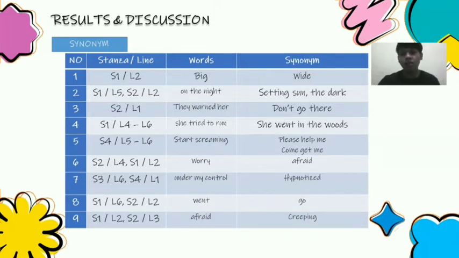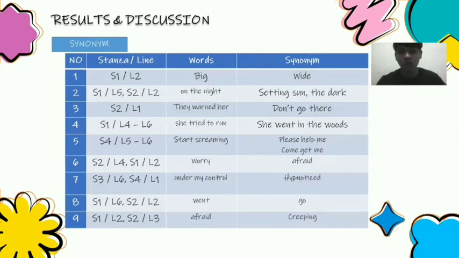I find it similar with the word white in stanza 1 and line 2. They are in the similar line and stanza. And okay, second is on the night. The similar in the song is the setting sun or the dark. Here you can see where I put the stanza and the line.